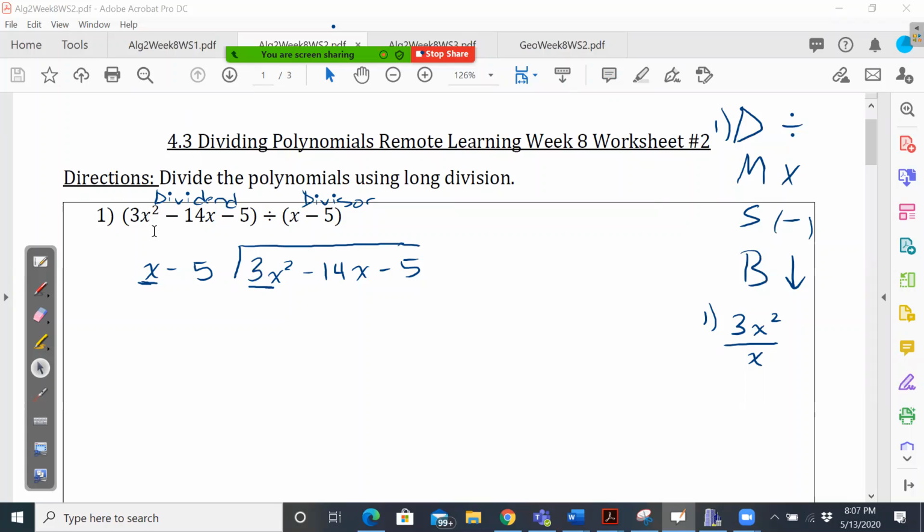Okay, and now let's look right over here. Our first question. Your first polynomial, that's going to be the dividend. That's always going to be inside this house right over here. And your second polynomial, that's going to be the divisor, and that's going to be outside.